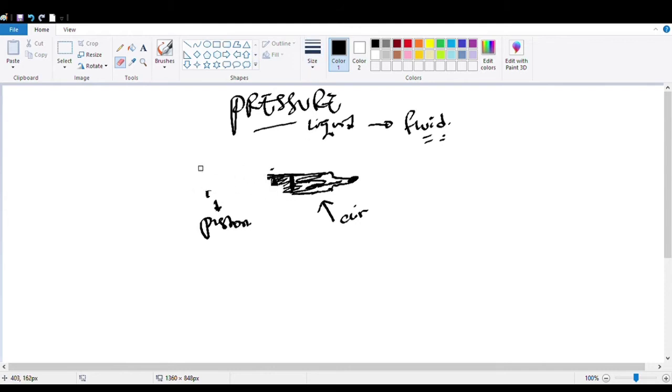So we go back to the liquid. The liquid cannot be compressed. When you press a liquid in a channel or in a pipe, the liquid will move to another area, to another point of the pipe.